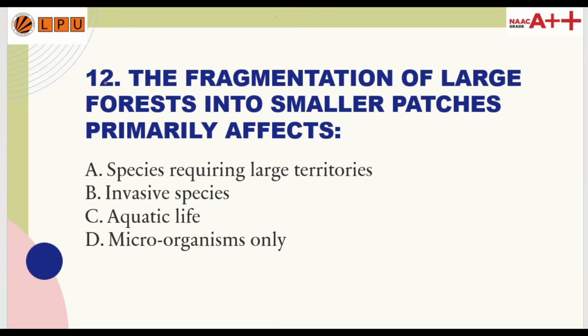Question 12. The fragmentation of large forest into smaller patches primarily affects option A species requiring large territories, option B invasive species, option C aquatic life, option D microorganisms. So the correct answer is option A.